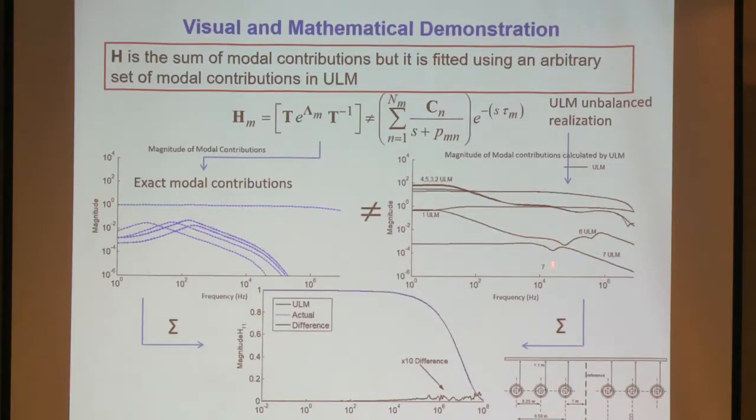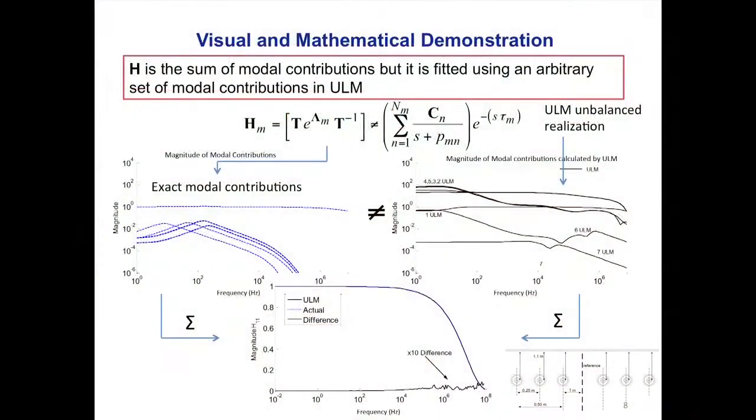They don't match. Their sum is the same. So this here, the model contributions. So H in phase domain, it is the same. But what ULM does is, ULM, the universal line model, uses an arbitrary set of model contributions.